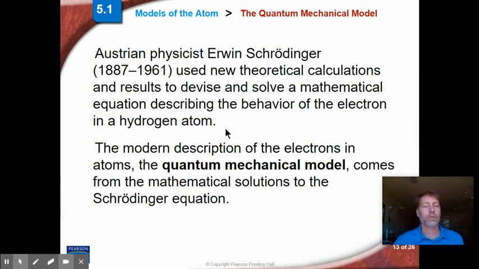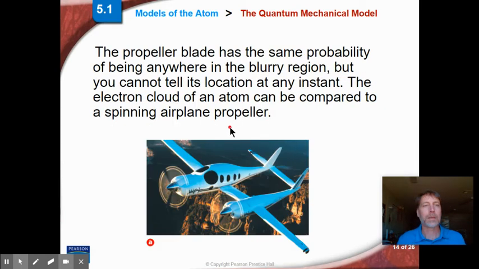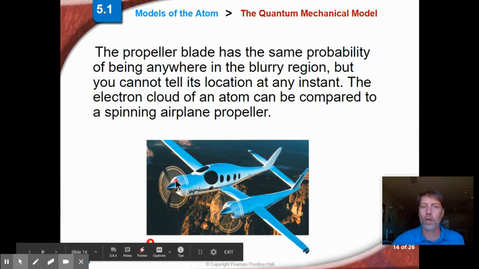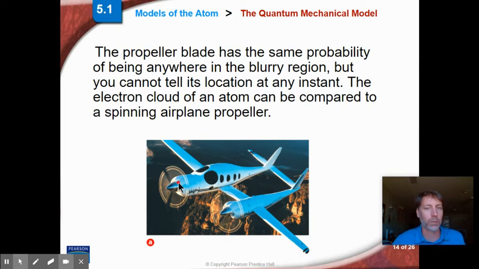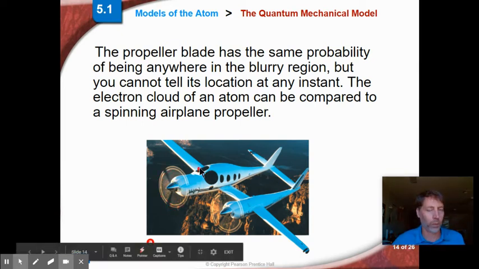That's a little bit beyond the scope of this class. This is more advanced chemistry and physical chemistry, but we're just going to touch on it here. So think about the propeller of a blade. The propeller blade has the same probability of being anywhere in this blurry region. You just know that the propeller blade is within this circle, within the diameter of the circle it's making. You don't know where any one of the blades is at any one point. You can just predict that it's going to be in this space at one point.